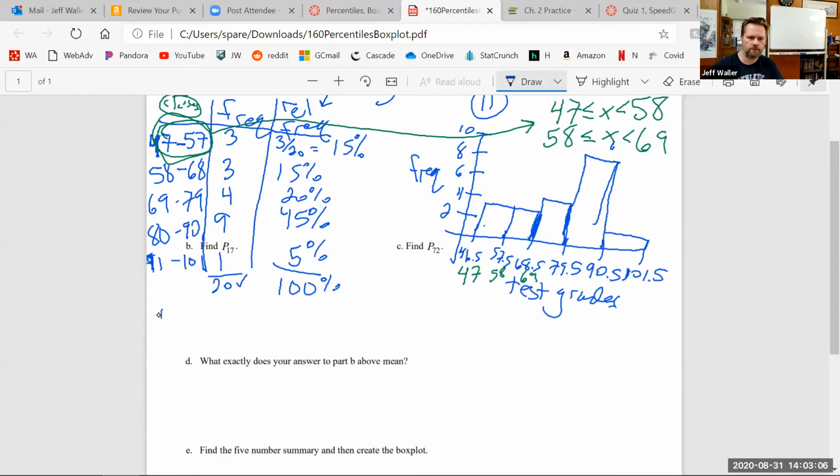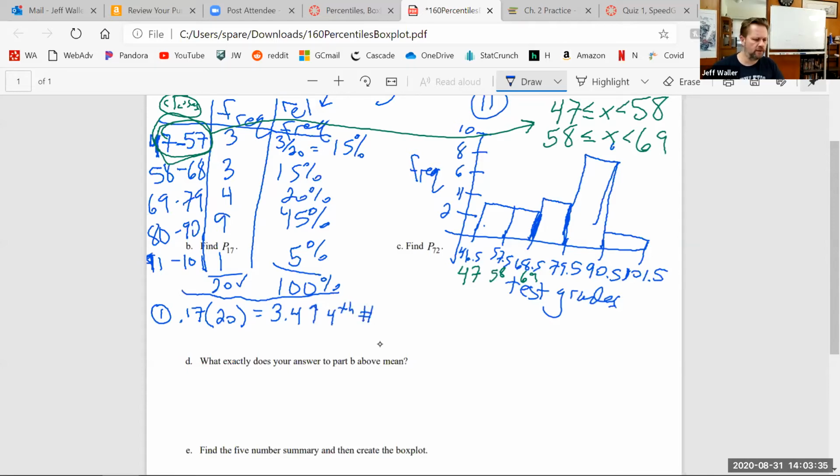Okay, first step, we take 0.17 times, was it 20? Right, 20 data points. So what do you guys get? What's 17% of 20? 3.4. What do you do with that? Round it up to 4.